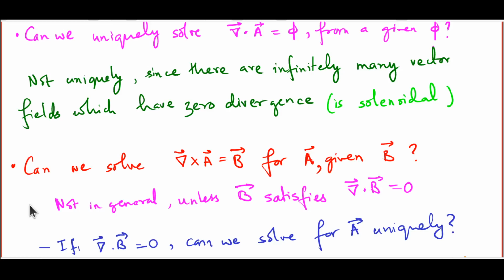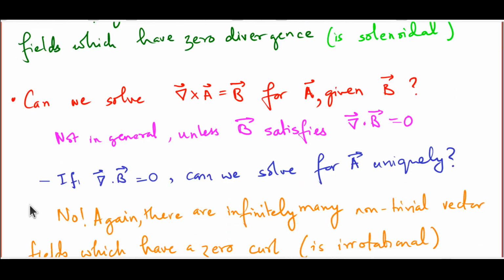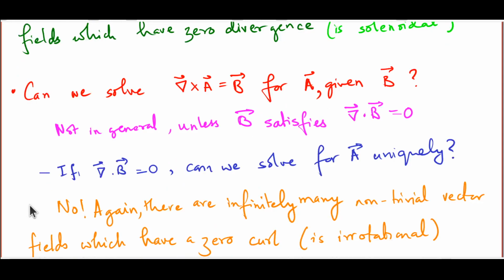Now, if divergence of B is zero, you can actually solve for A. But as for the divergence, this is not going to be a unique solution. There are, in fact, infinitely many non-trivial vector fields which have a zero curl. That is, which is irrotational. That again is another piece of nomenclature. The curl, remember, is related to the rotation in a velocity vector field, and a zero curl vector field is therefore called irrotational, irrespective of what the physical meaning of this particular vector field happens to be.